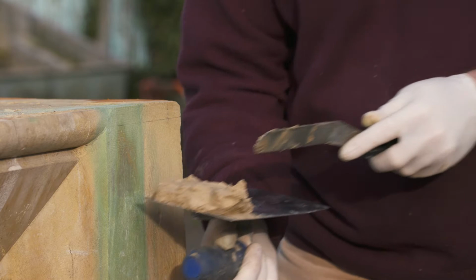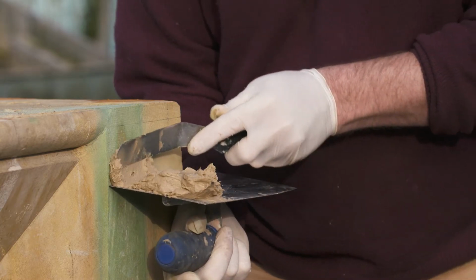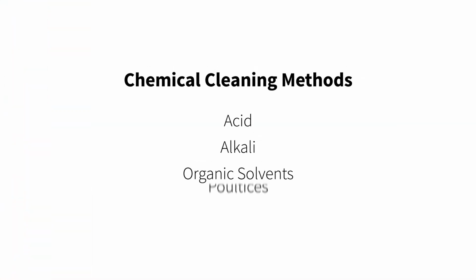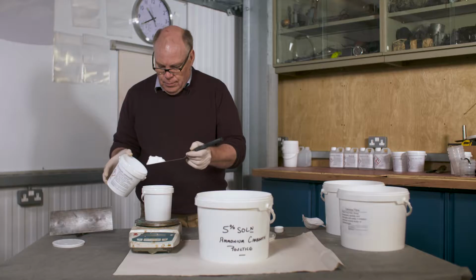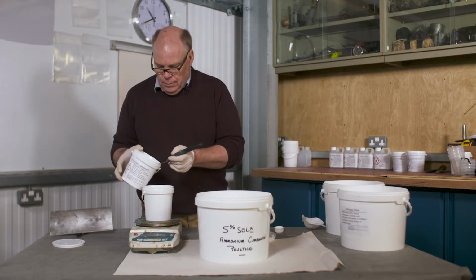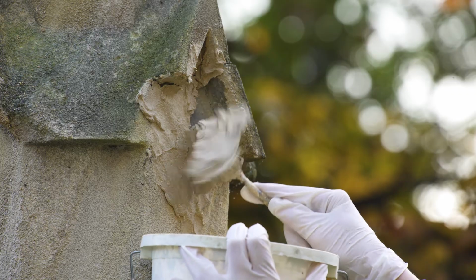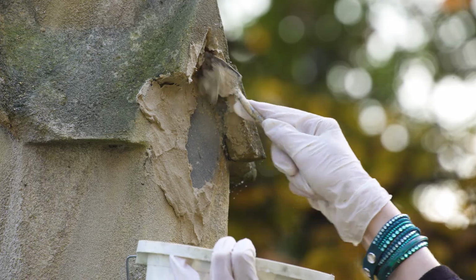Chemicals can be very useful for removing specific soiling. This video will cover the main types of chemical cleaning agents and their uses: acids, alkalis, organic solvents and poultices. These methods should only be carried out by experienced professionals who understand how to remove the soiling most effectively and without causing damage to the substrate.